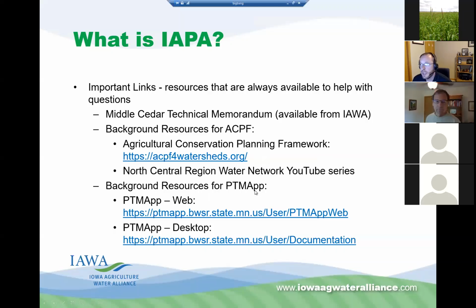Anytime I use the acronym PTM app or IAPA, that information is embedded in the Bowser links down here. So I think that was likely mentioned in previous webinars. I'll hit it one more time just because of all the acronyms. IAPA is literally a button that's buried in the PTM app toolbar. So when you click that button, pointed at an ACPF database, you're attaching water quality benefits to your ACPF data.